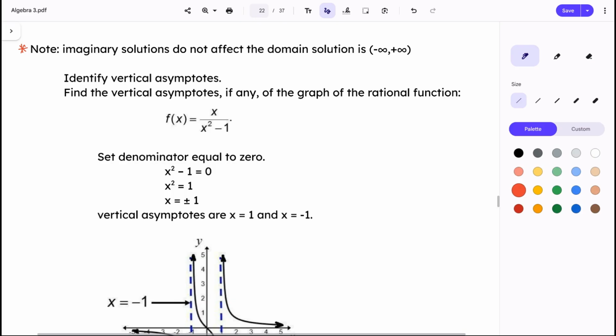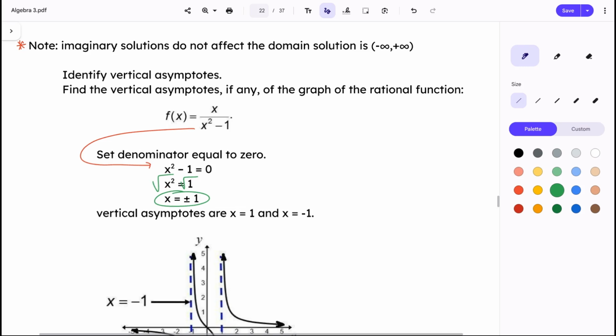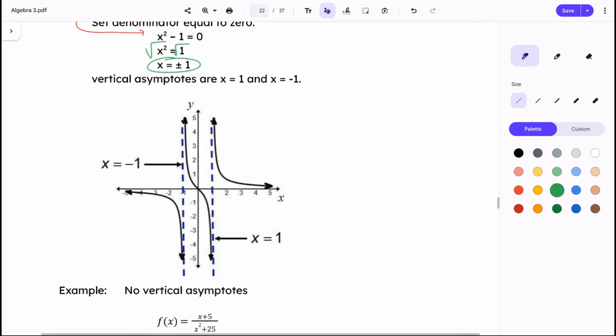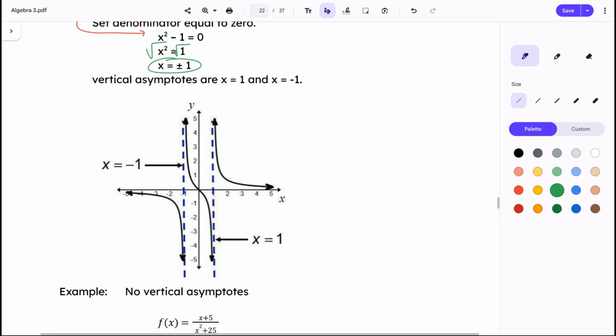So if I'm setting this equal to 0, that's what they're doing right here. That x squared minus 1, they're setting that equal to 0. They added the 1 over. So now it says x squared equals 1, and then they did the square root of both sides, and so they get plus or minus 1, kind of like that example we saw on the previous page. So they're telling us down here that those vertical asymptotes would be at 1 and -1.